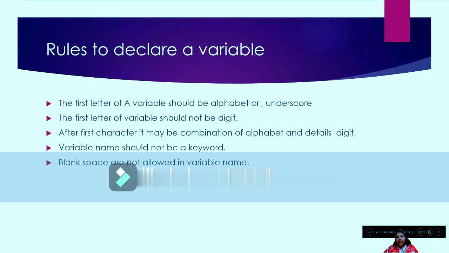Rules for declaring a variable. The first letter of a variable should be an alphabet or an underscore. The first letter of a variable should not be a digit. Like hash 123 should not be there, but 123 at gmail.com can be there. After the first character, it may be a combination of alphabets and digits.